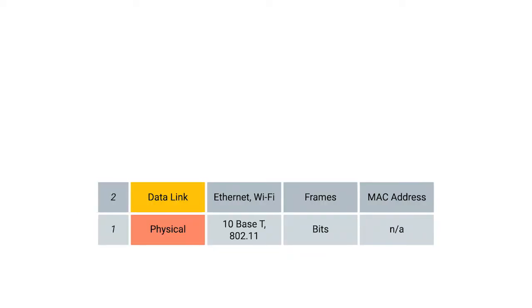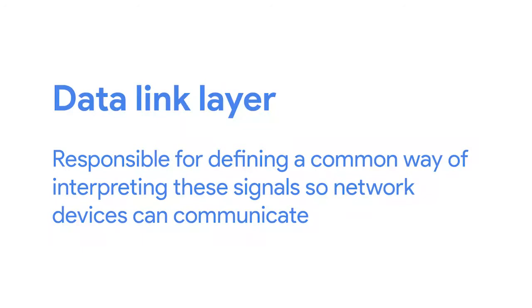The second layer in our model is known as the data link layer. Some sources will call this layer the network interface or the network access layer. At this layer, we introduce our first protocols. While the physical layer is all about cabling, connectors, and sending signals, the data link layer is responsible for defining a common way of interpreting these signals so network devices can communicate. Lots of protocols exist at the data link layer, but the most common is known as Ethernet, although wireless technologies are becoming more and more popular.